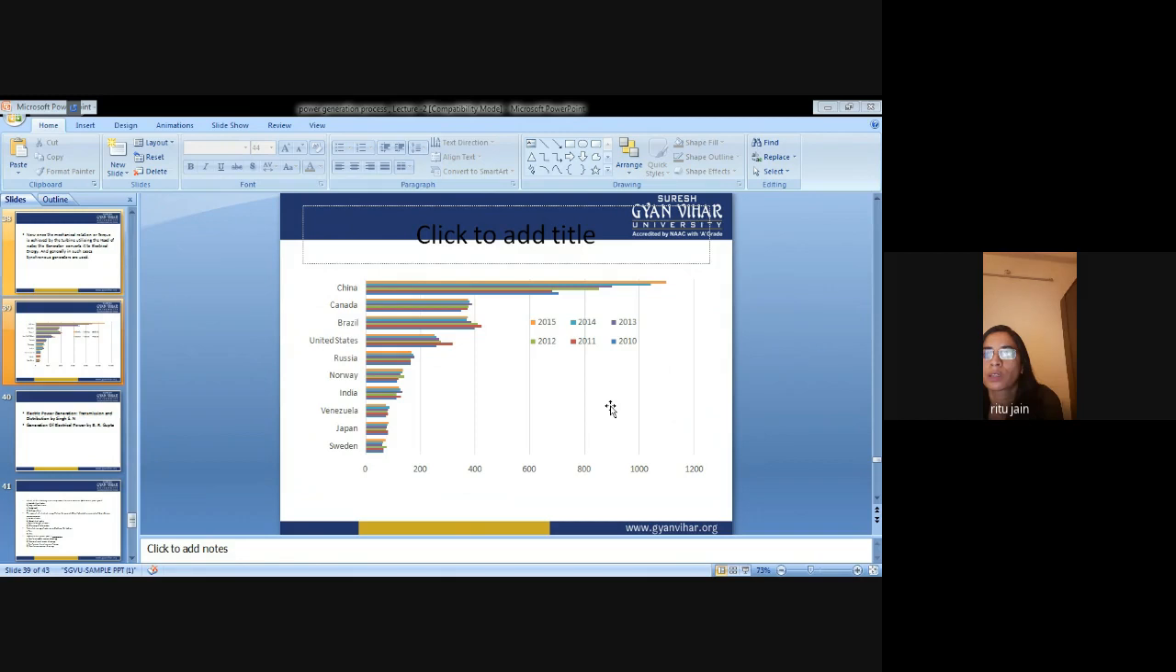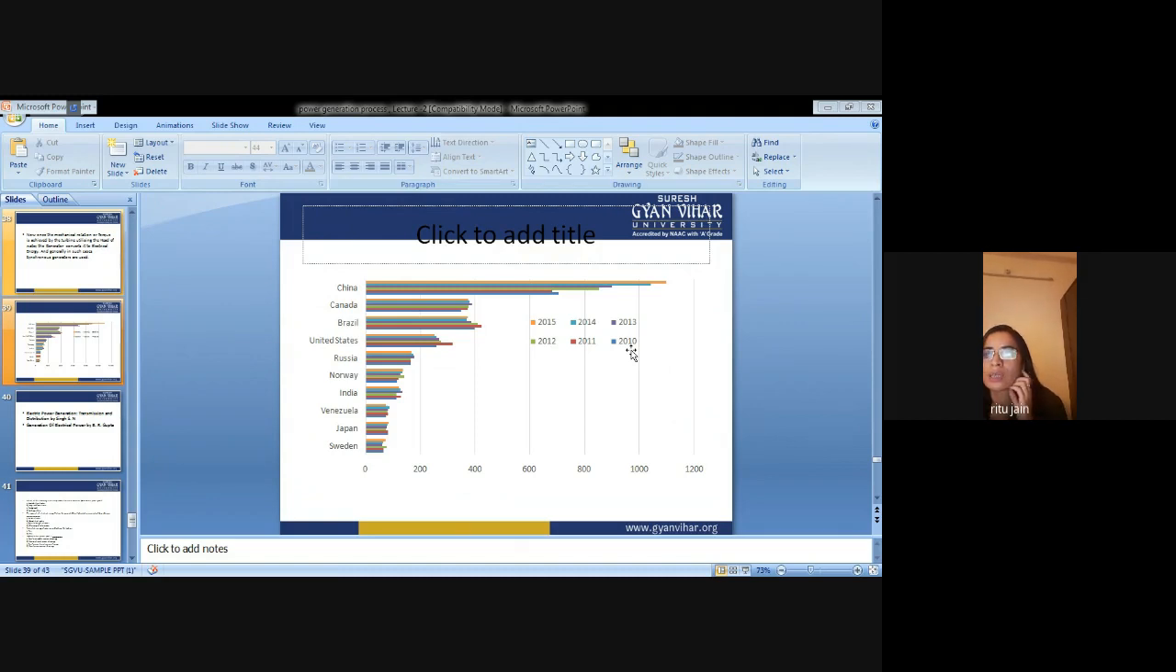The orange one is showing the data of 2015, and the sky blue one is showing the data of 2014. This purple is the data of 2013. This green color shows the data of 2012, this brick color shows the data of 2011, and the last blue one shows the data of 2010.